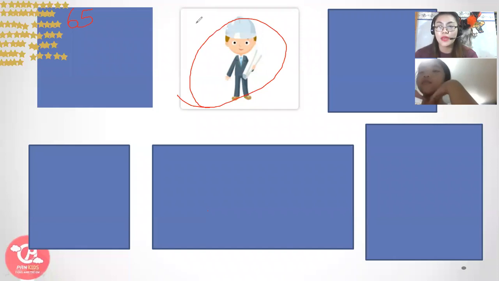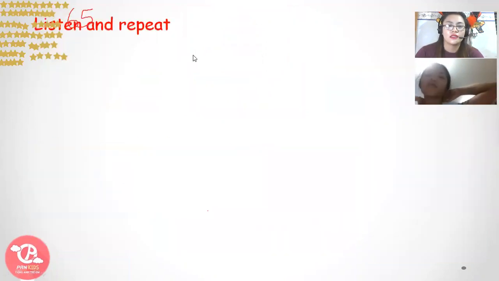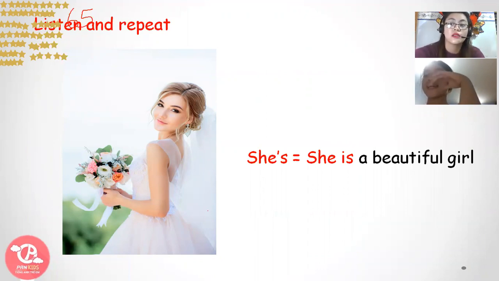Okay, so repeat after me. He is an engineer. He is an engineer. Okay, nice. She is beautiful. Beautiful girl. Okay, she is a beautiful girl. Oh, okay, I will give you 5 stars. 1, 2, 3, 4, 5.